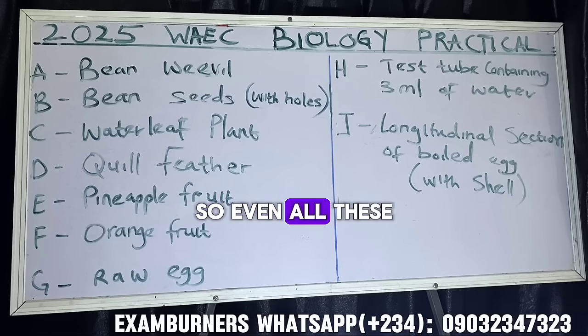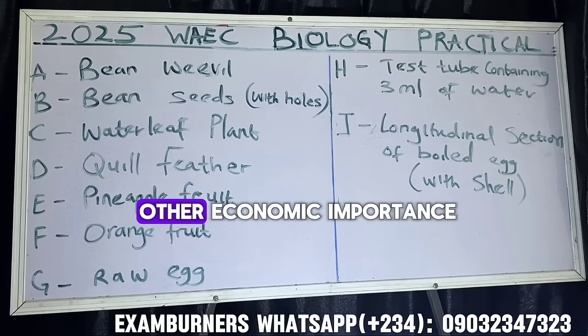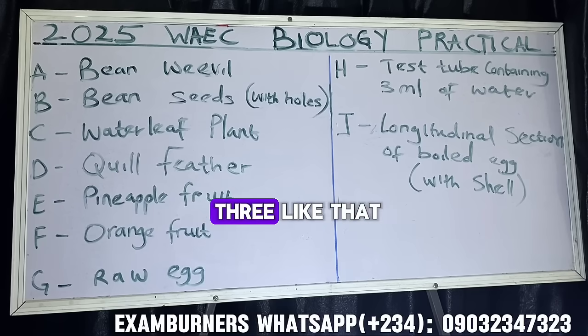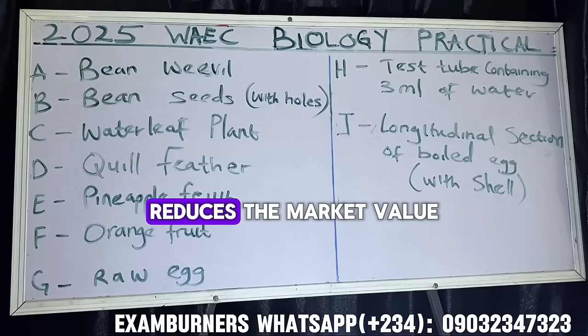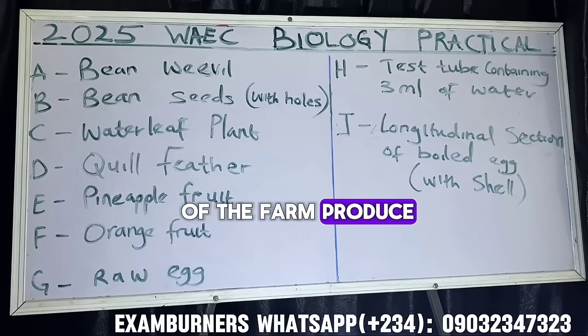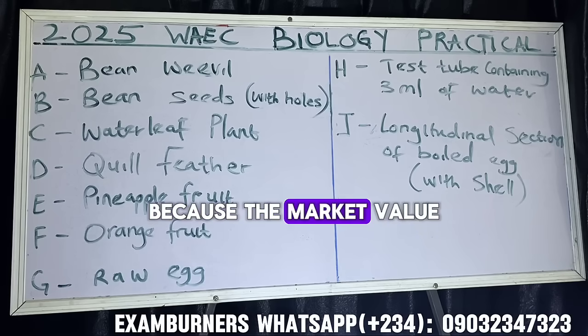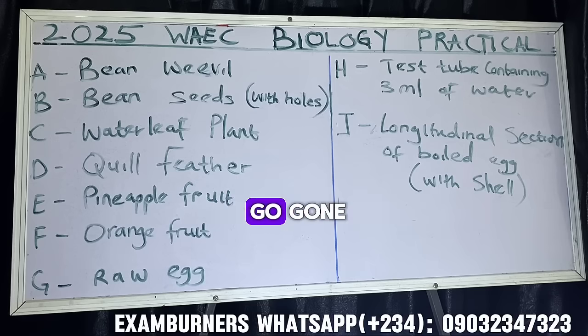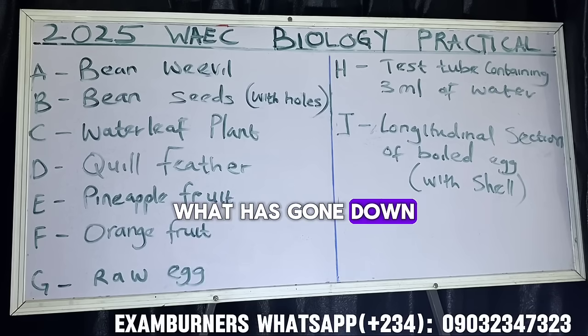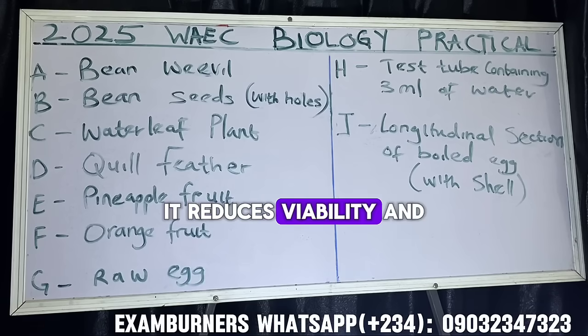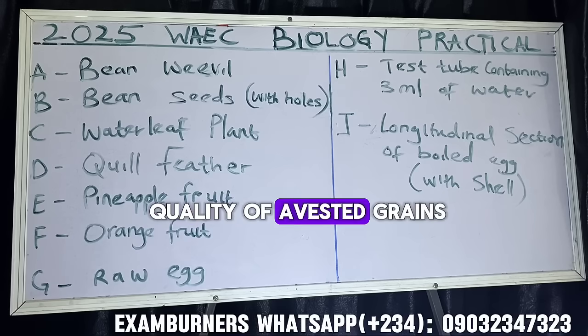Reduced. So even all these things I'm saying, there are also some other economic importance. I've given you three like that. Number one, it destroys farm produce and therefore reduces the market value of the farm produce. It reduces the income of farmers because the market value of the seed has gone down. It reduces viability and quality of harvested grains.